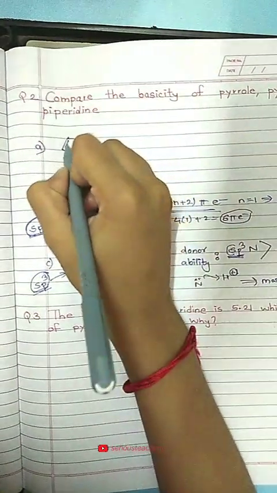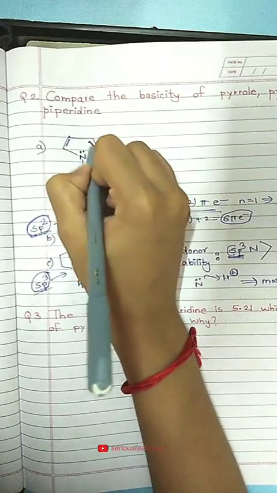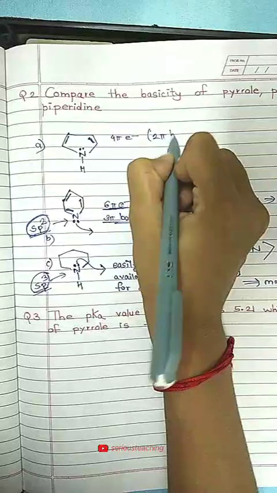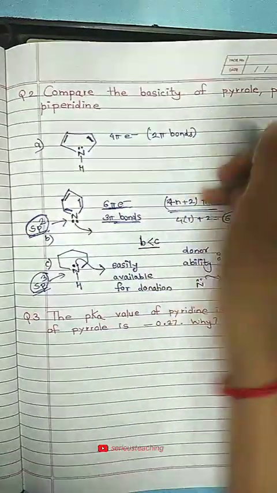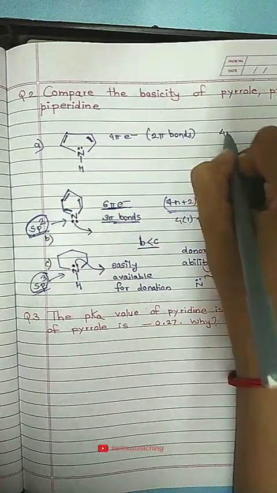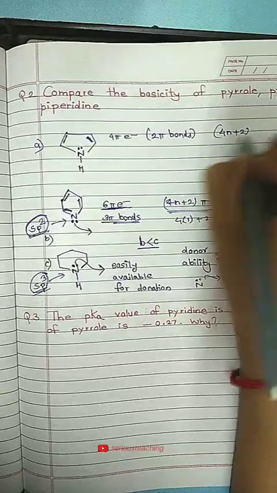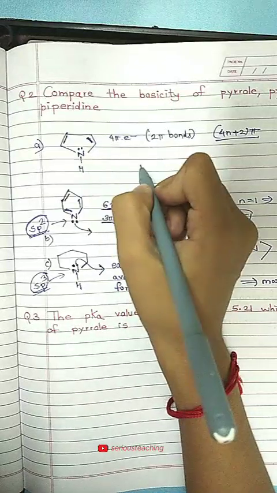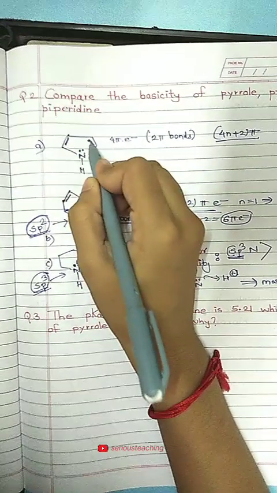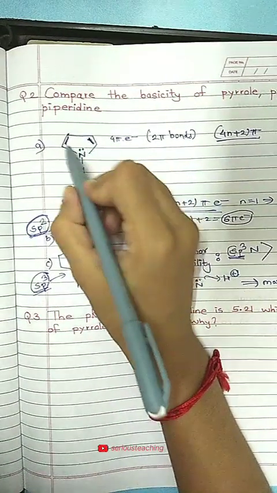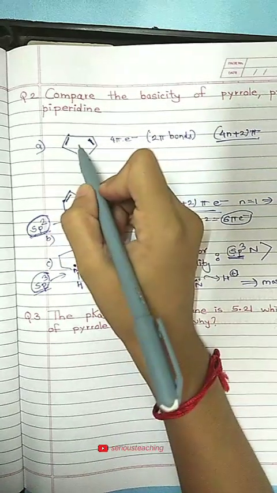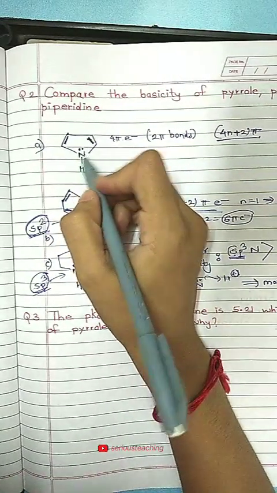If you see here, 1, 2, 3, 4, 4 pi electrons are present, or we can say 2 pi bonds are present. According to Huckel's rule, 4n plus 2 pi electrons should be there for aromaticity. Here 4 pi electrons are there, which means this follows the rule of anti-aromaticity. So if only these electrons are present, then this compound will be anti-aromatic. But the condition is there should be resonance.